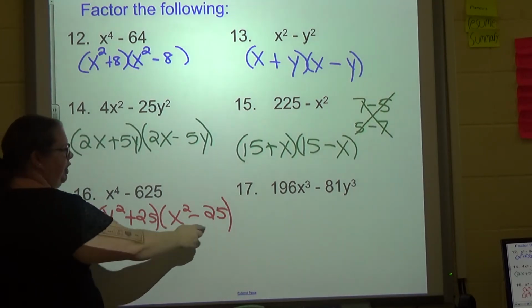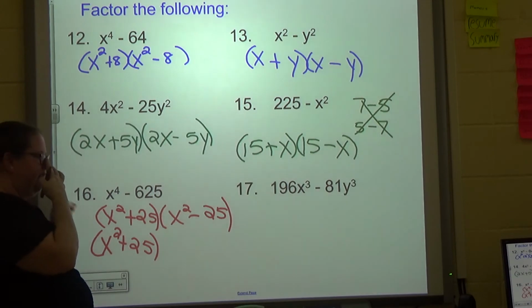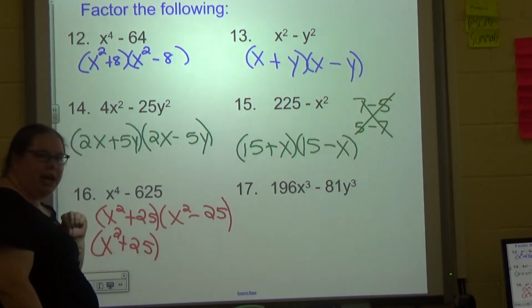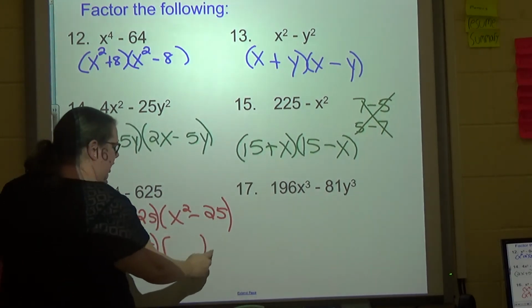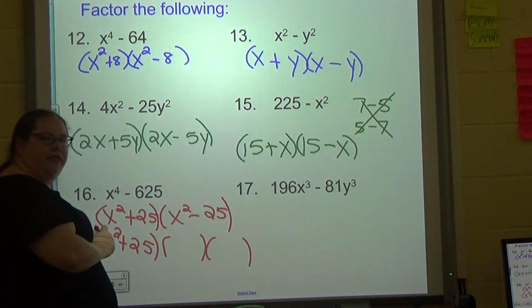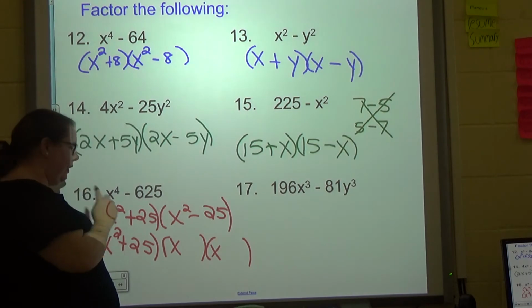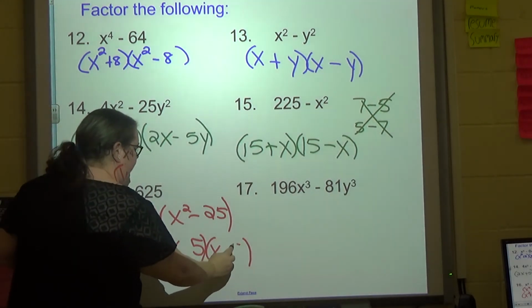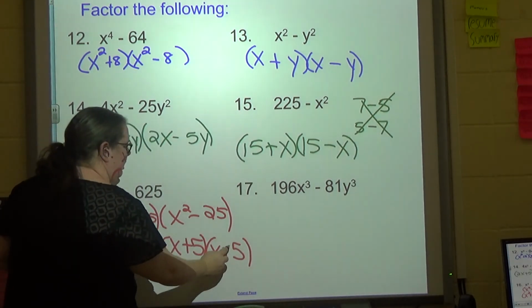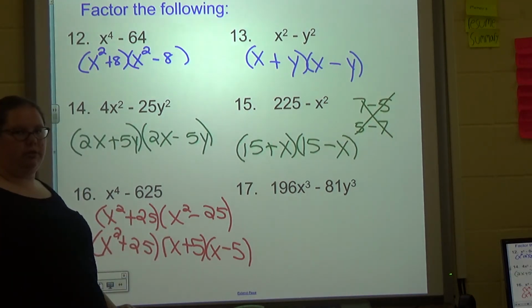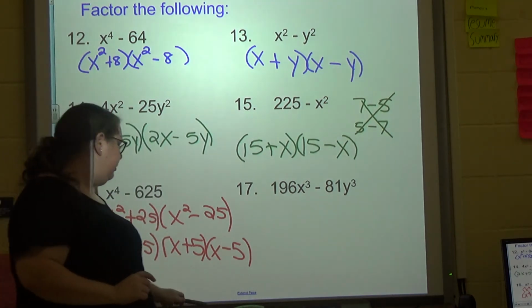But notice over here, x squared minus 25, that's a perfect square subtracted again. So we're going to do this one more time. What times itself is x squared? X and x. What times itself is 25? 5 and 5. One's plus, one's minus. And we're done. How about 17?